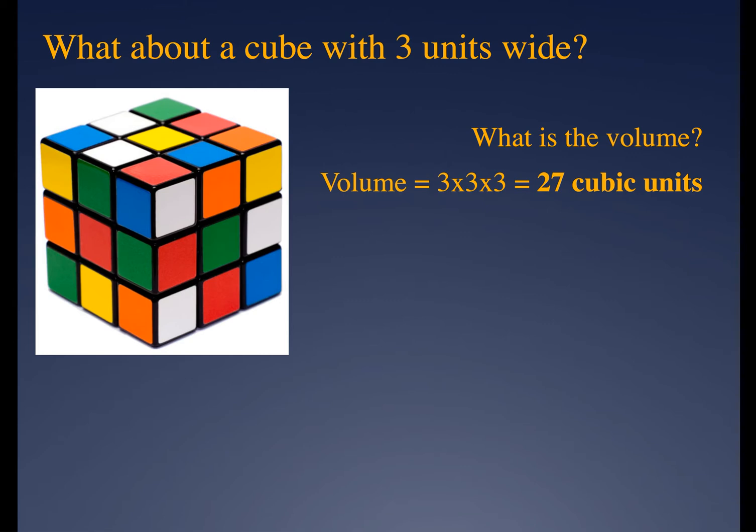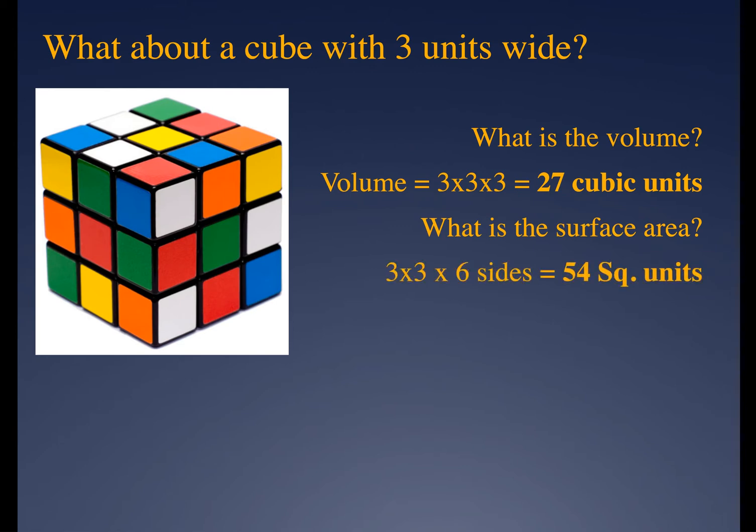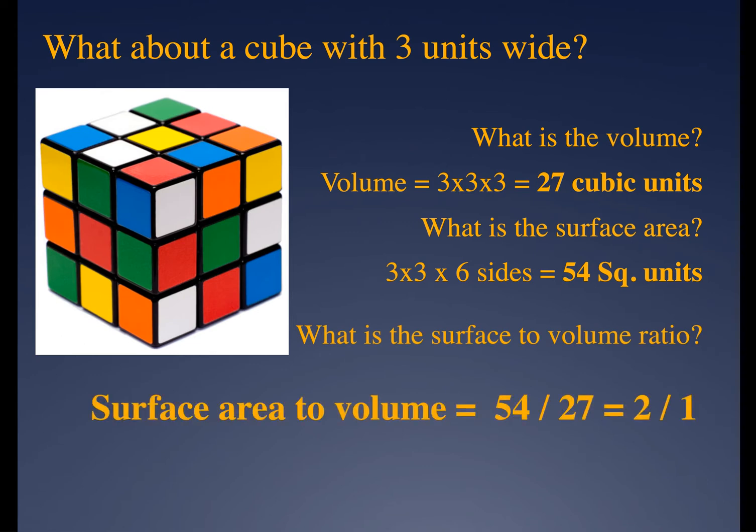So we have a cube now of 27 cubic units. Okay, what's the surface area? Well, clearly you can see that there's 9 faces on one side, and that is 3 times 3, right? That's the math, but you can see it. You don't have to do the calculations. It's right here. There's 9 on one side. There's 6 sides. So 6 times 9, I hope you remember, is 54. So now what's our surface to volume ratio? Well, 54 over 27 reduces to 2 to 1.